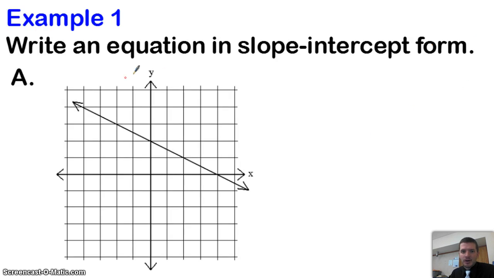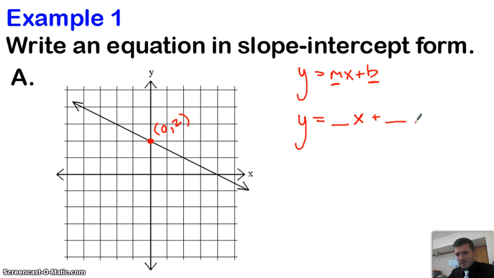Alright, moving on. Now, we're going to write an equation in slope-intercept form. You guys know we need two things in order to write an equation in slope-intercept form: the slope and the y-intercept. So I know it's going to be y equals something x plus something. So let's fill it in. The b is really easy. Here's your y-axis. We're looking for where it hits the y. So you see it hits right here at (0, 2). Now we're not going to put (0, 2) in here. We're just going to put in 2.